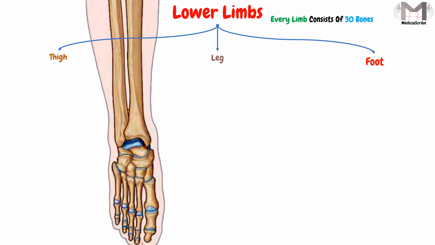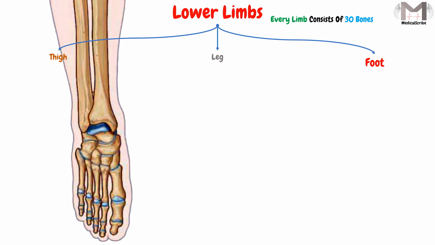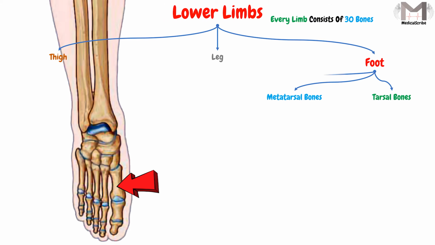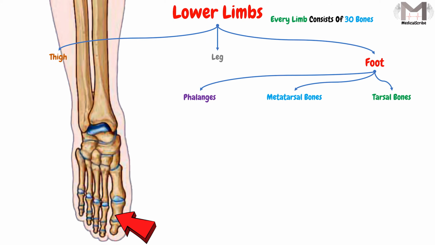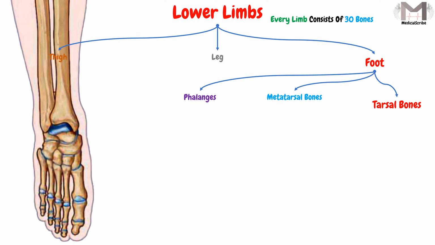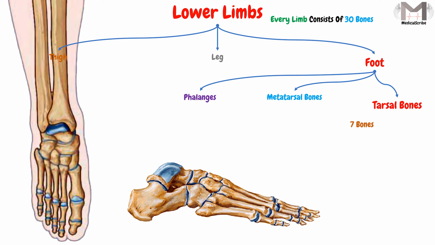The last region we have in the lower limb is the foot. The bones in this region can be classified into three groups: the tarsal bones, the metatarsal bones, and the phalanges. So regarding the tarsals, they are 7 bones performing 3 things mainly. Firstly, they will form the posterior end of the foot, and they will form the heel. And also, they will make up the ankle.